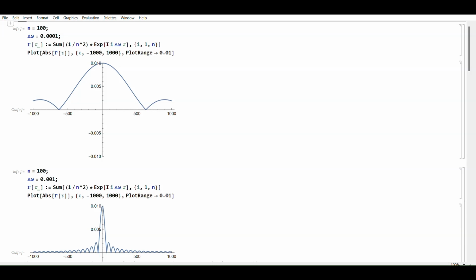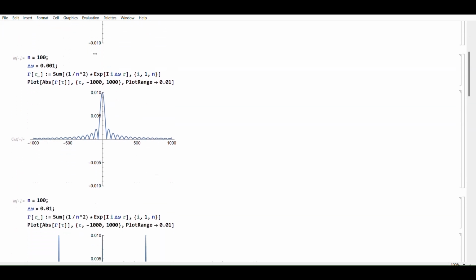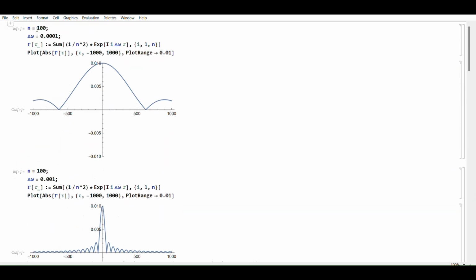So here I am in my Mathematica window. Okay, so this is my Mathematica programming window, where I have already written down the code for you to generate the plots, and we see different plots over here. So basically what I'm doing is I'm trying to plot a mod of gamma. So the expression of gamma I have given over here.